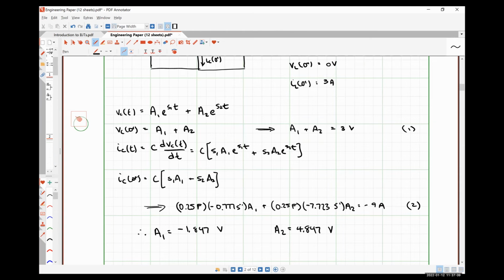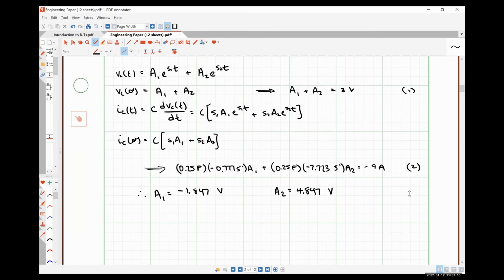Anybody else get those numbers when they solve their system? Wonderful. All right, so from this, our capacitor voltage, VC of t, is equal to negative 1.847 e to the minus 0.777 t plus 4.847 e to the minus 7.723 t volts.